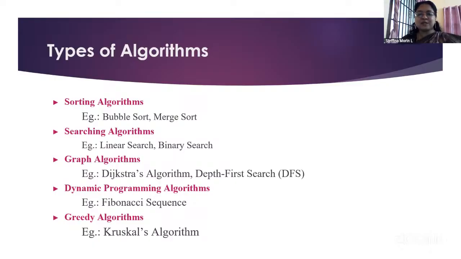For example, depth first search and the dynamic programming algorithms. Here, you keep going with the programming until you get the optimal solution. Then greedy algorithms, for example, Kruskal's algorithm. A greedy algorithm also finds the best one by going through an iterative number of operations.